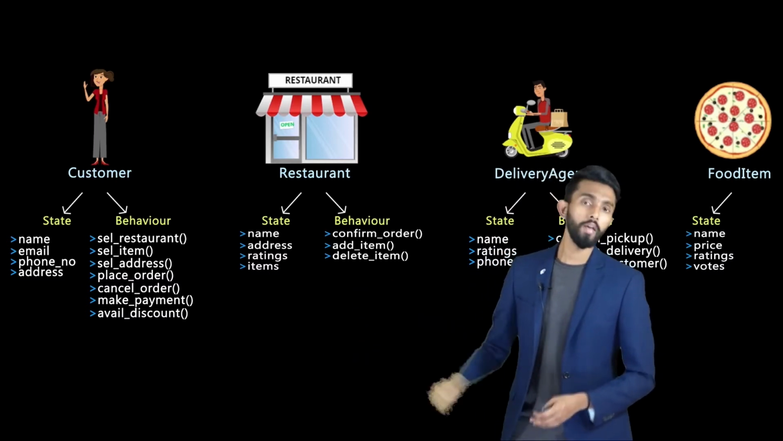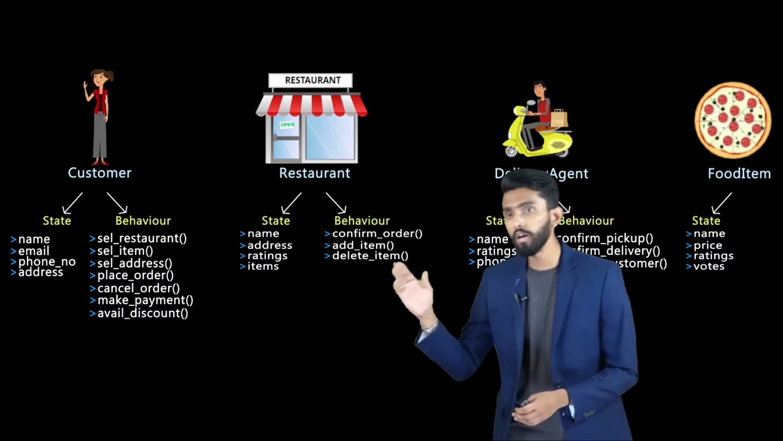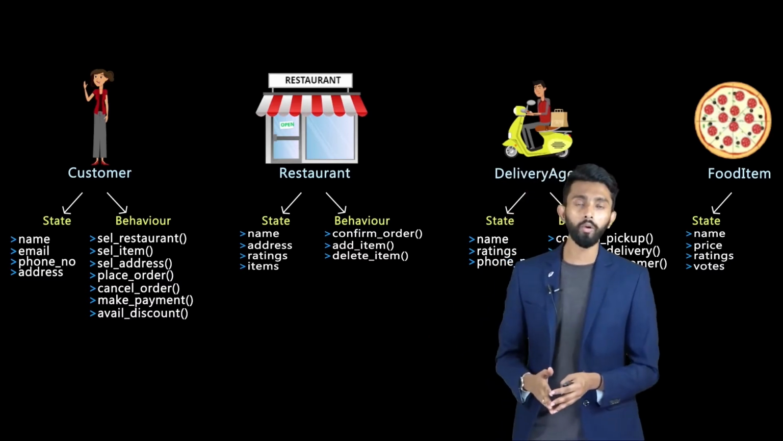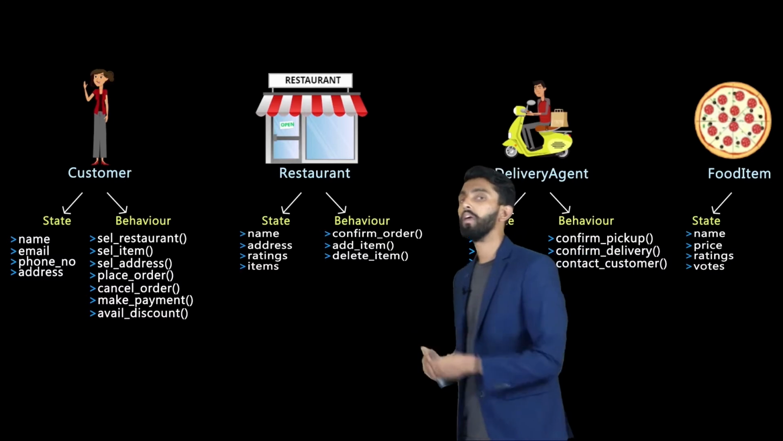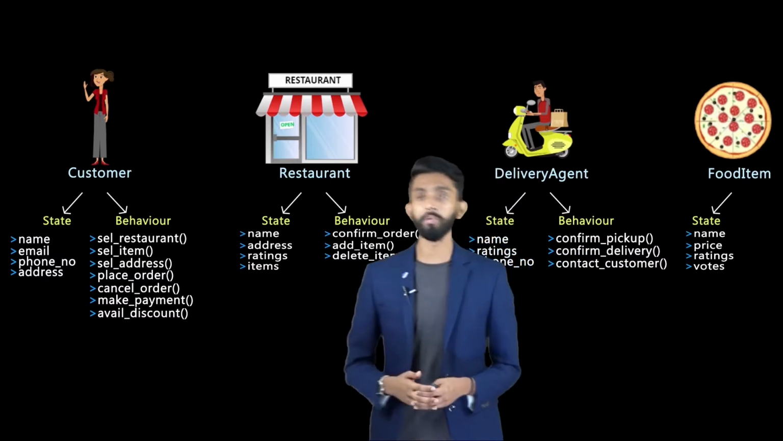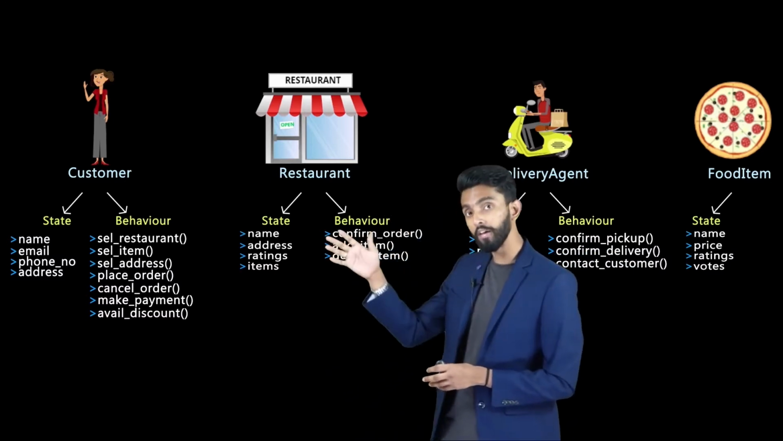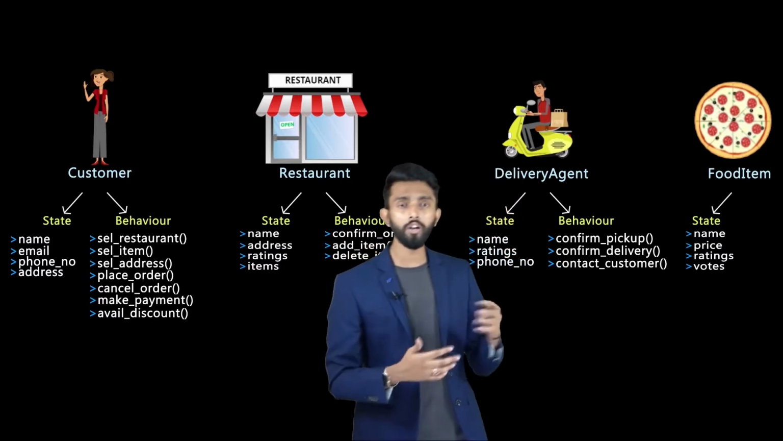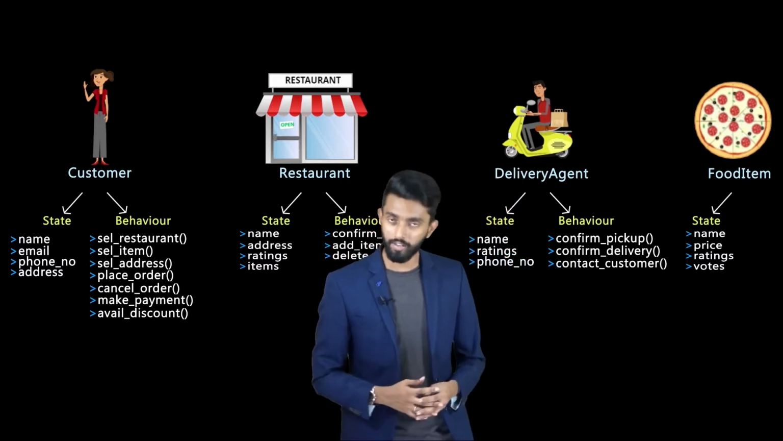But when it comes to behavior, it is confirming the order, adding a food item to the menu, deleting a food item from the menu. These are probably the behaviors which a restaurant has to exhibit. Of course, we can look at it in greater detail, identifying more properties and more behavior. But I think for a general example purpose, this much would suffice.